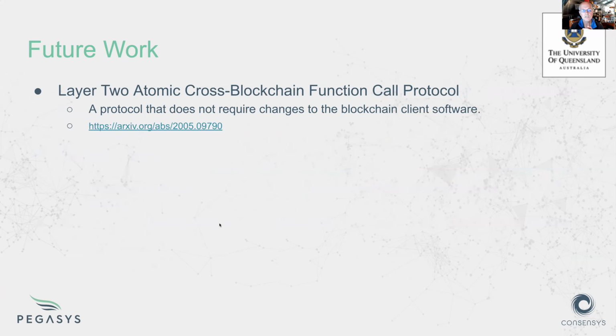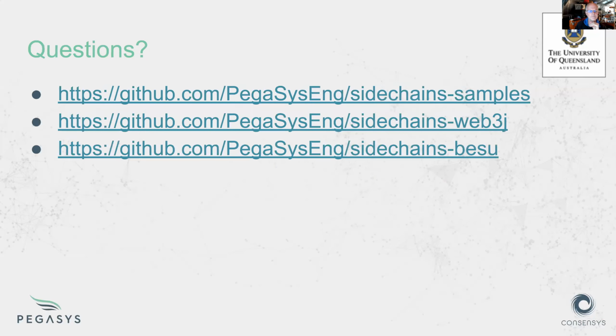Future work. I've come up with a layer 2 atomic cross-chain transaction technology. That means you don't need to change the Ethereum client software, whereas the technology I've described does. It's also probably going to have different performance implications. To have a look at the source code that's been developed for this, we've got a fork of Hyperledger Besu and a fork of Web3j, plus a lot of sample code.